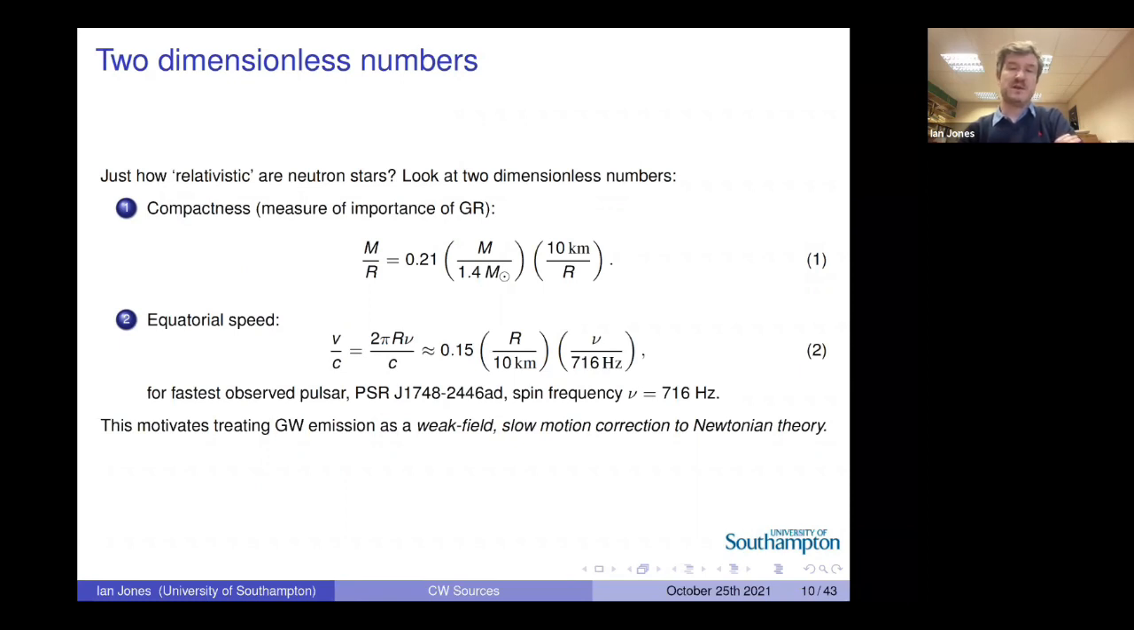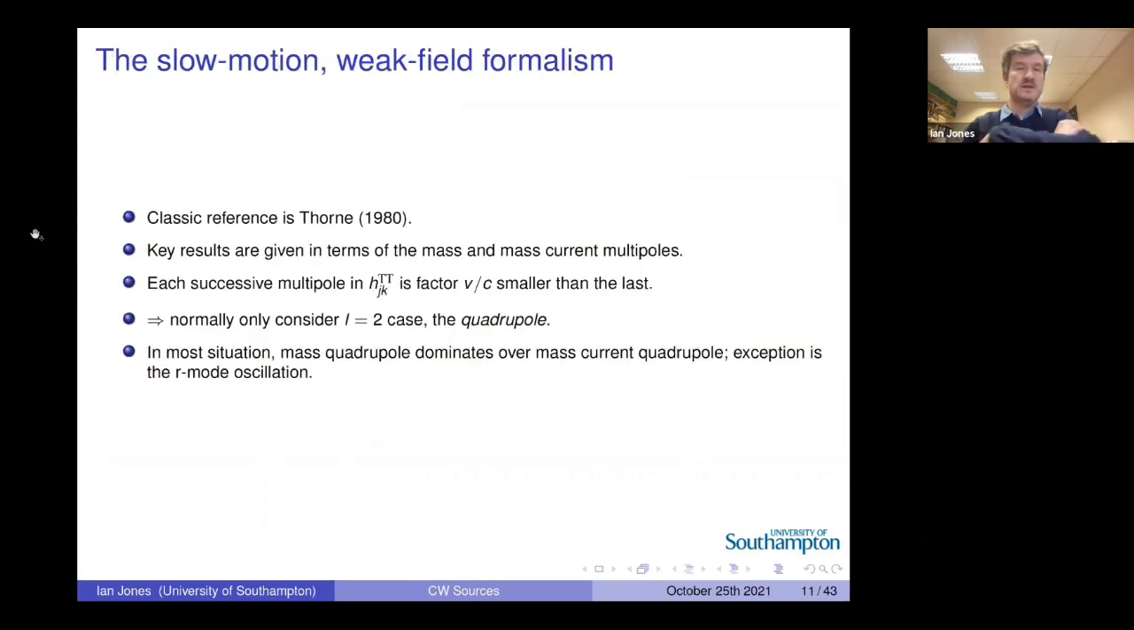The fact that neither of these numbers is very close to 1 motivates people using what's called the weak field slow motion correction to Newtonian gravity to do a lot, not all, but a lot of the source modeling for continuous wave sources. What we mean by that is you take as your starting point Newtonian theory, and you compute the gravitational wave emission, making standard assumptions that the fields aren't too strong and the motions aren't too fast compared with the speed of light. The slow motion weak field approximation is something you'd be completely familiar with, even if you've not heard it called that. There's a famous reference from Kip Thorne from 1980, but this is basically just standard results that you'll find in all the textbooks on general relativity and gravitational waves.